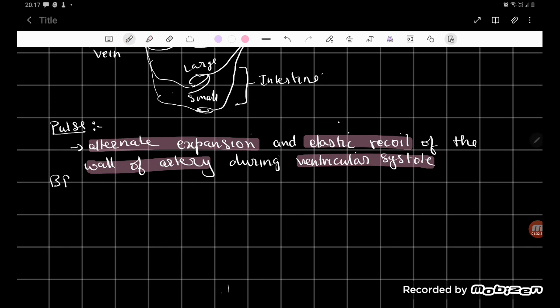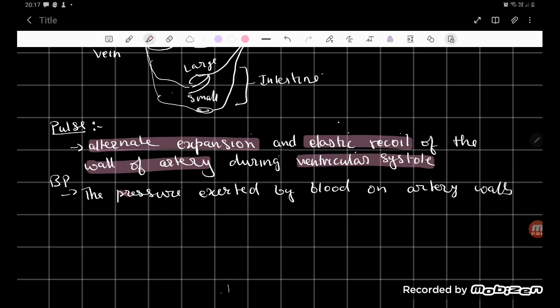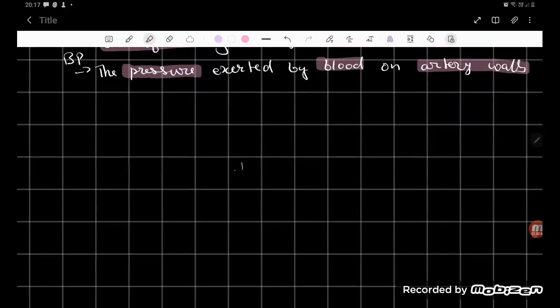Another thing is blood pressure, BP. I'm gonna write that. The pressure exerted by blood on artery walls. If I want to highlight: pressure exerted, blood, artery walls. There.